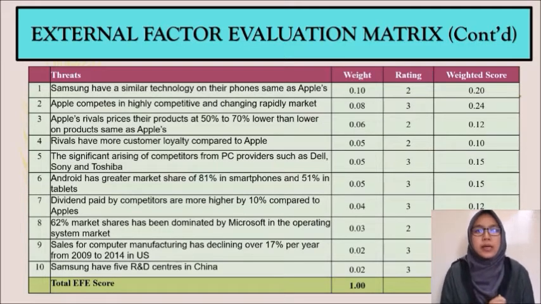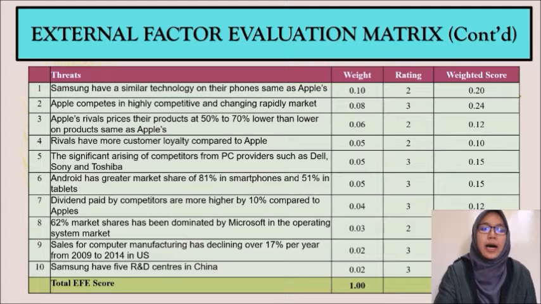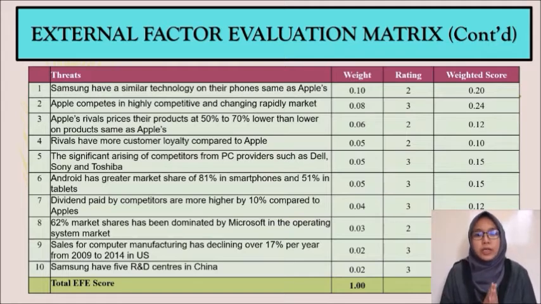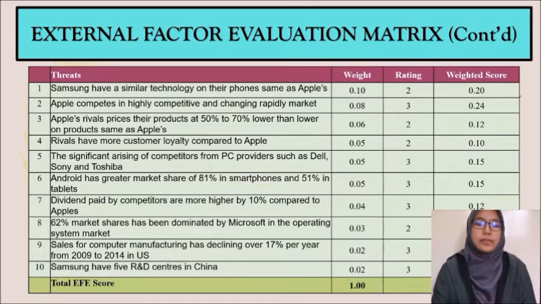Step 3 is to assign a rating between 1 and 4 to each external factor to indicate how effectively the firm's current strategy responds to the factor. Number 4, the response is superior. 3 is above average. 2 is average. And rating 1 is poor. For your information, ratings are based on the company, whereas the weights in step 2 are industry based.